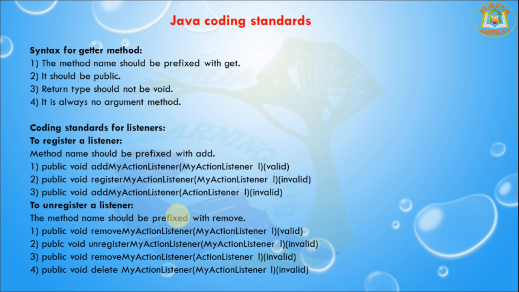Now I am discussing the get method. The method name should be prefixed with get. It should be public. The return type should not be void. It is always a no-argument method. For boolean properties, the getter method can be prefixed with either get or is.